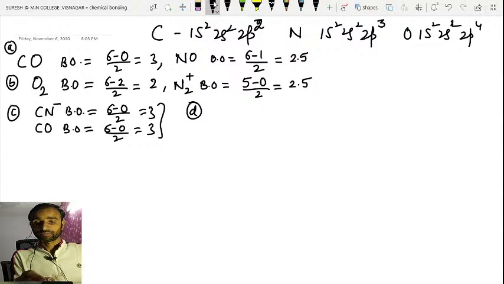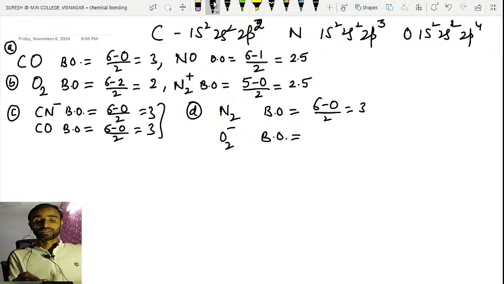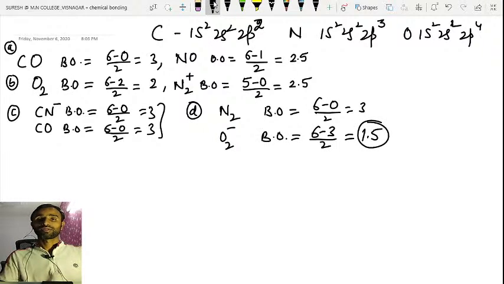For D, it was N2. We have already calculated for N2. N2 and O2 negative. So N2, 3 plus 3, 6. And for O2 negative, 4 plus 4, 8 plus 1, 9. So 6 minus 3 by 2. That's it.